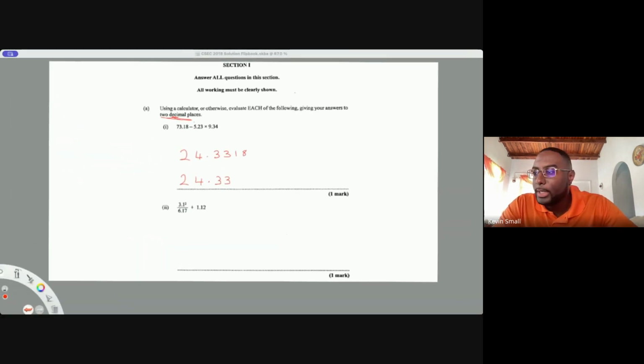All right, so second answer, what do you all have for that? 3.1 squared over 6.17 plus 1.12. What answer do you all have for number 2? Type it in the chat.